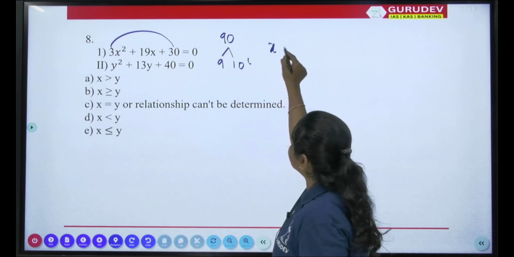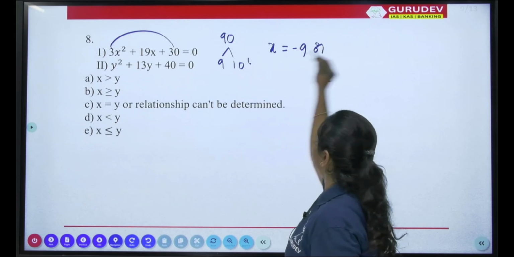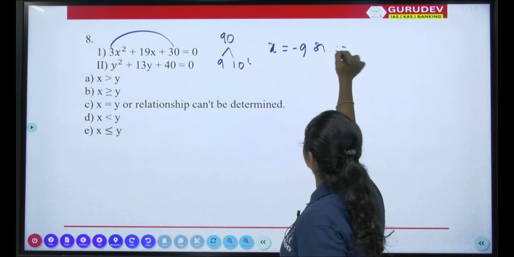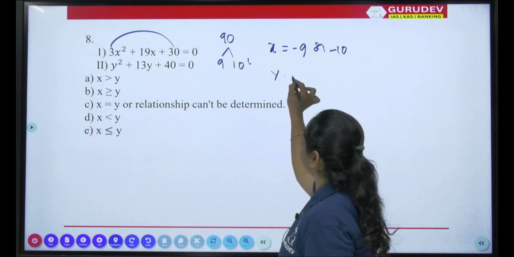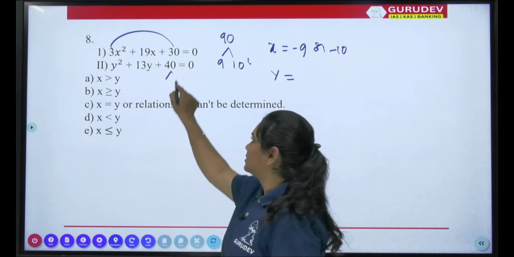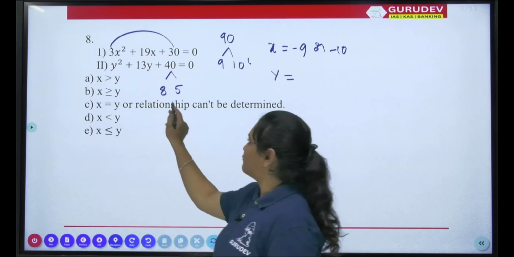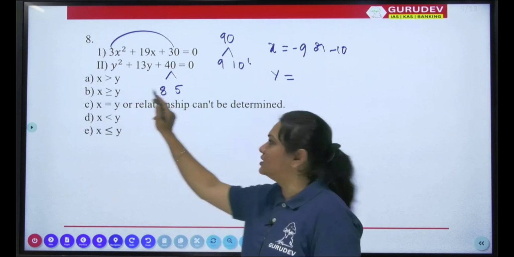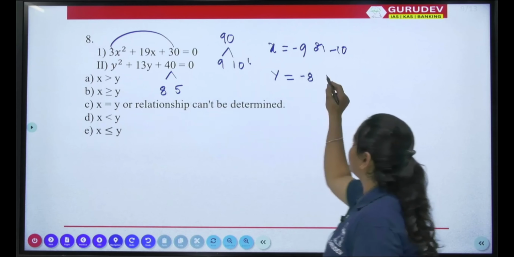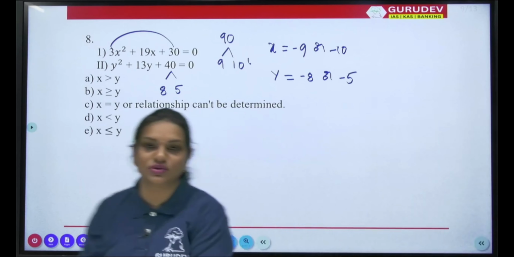So what are the roots of x? The roots of x are, suppose it is minus 9, 10 opposite, how much is it? Minus 10, yes. Similarly, y roots. The roots of y. 40, 1 times 40. Yes. If I observe here, 8 fives of 40 is possible. Okay, if I add up this 8 and 5, I'll be getting 13. So the roots of y will be minus 8, and the 5 opposite here, how much is it? Minus 5. Yes. Again, compare the same roots.